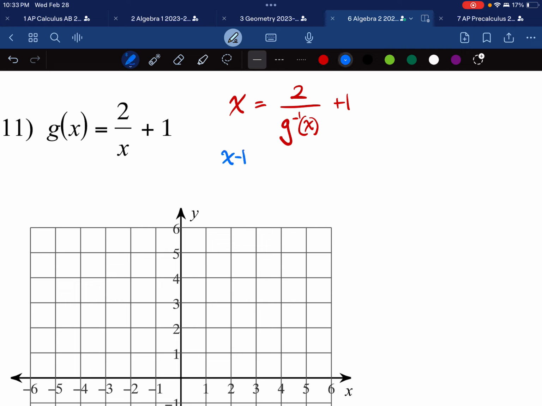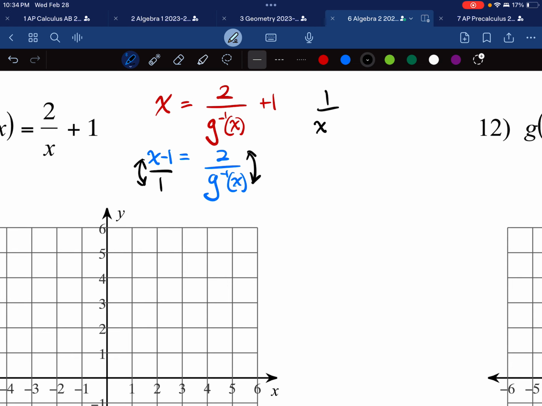I'm going to get x minus 1 is equal to 2 over g inverse of x. And unfortunately, the g inverse of x that I'm trying to solve for is on the bottom. I need it to be on the top, so I need to flip the right side, take the reciprocal. If I take the reciprocal of the right side, I have to take the reciprocal of the left side as well. So we're going to switch here. This is technically over 1, so we're going to switch here as well. Reciprocal of both sides results with a 1 over x minus 1, and that's going to be equal to g inverse of x divided by 2. And finally, we'll multiply both sides by 2, and we get 2 over x minus 1 is equal to g inverse of x.